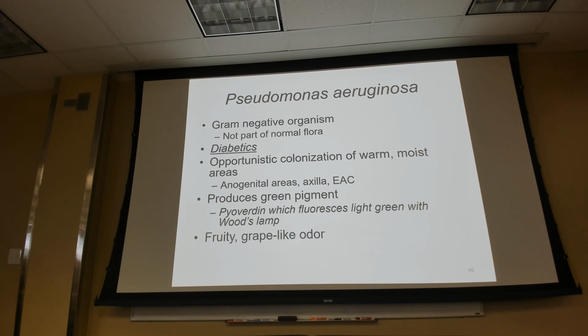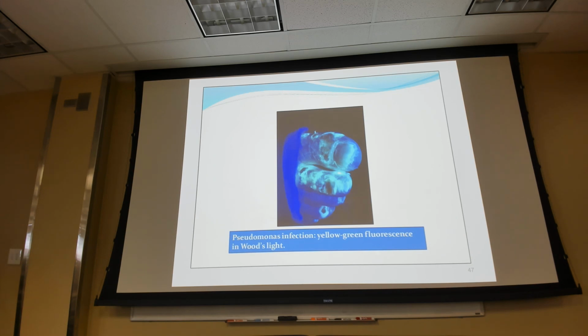If you're examining it and you want to use a Woods lamp, you will see some green fluorescence. Green. It'll have a fruity, grape-like odor. I wouldn't want to smell it anyways, but for some reason that is one of the signs. There you can see the picture of the green fluorescence once you use the Woods light.